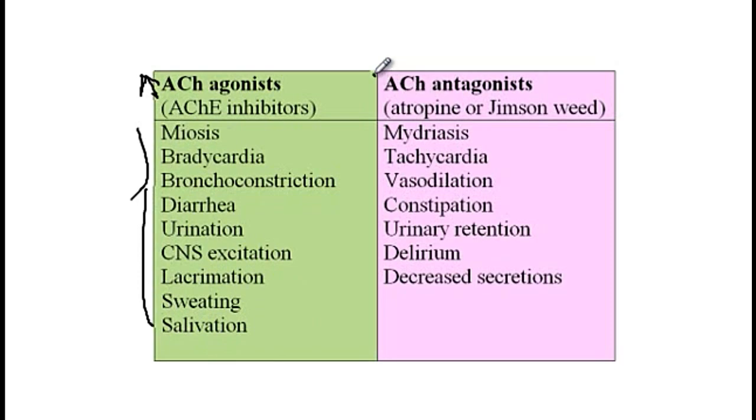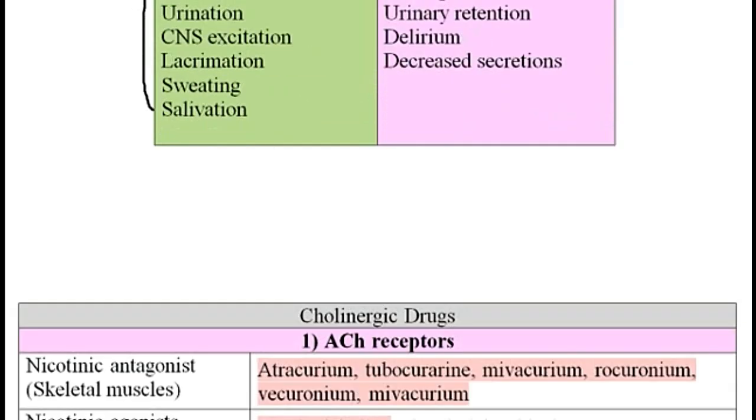Medications, on the other hand, that will decrease the concentration of acetylcholine, like for instance atropine or Jimson weed, which is a plant that is high in concentration of atropine, will have a reverse effect to what I've just discussed earlier, including mydriasis, which is the dilation of the pupils, increased heart rate, vasodilation, constipation, urinary retention, delirium, and decreased secretions.